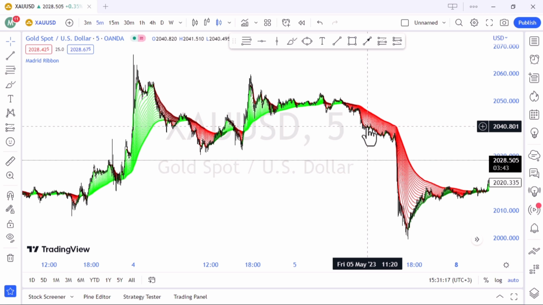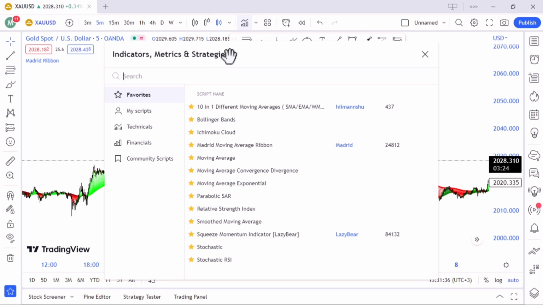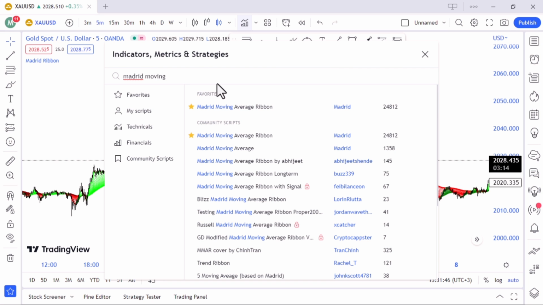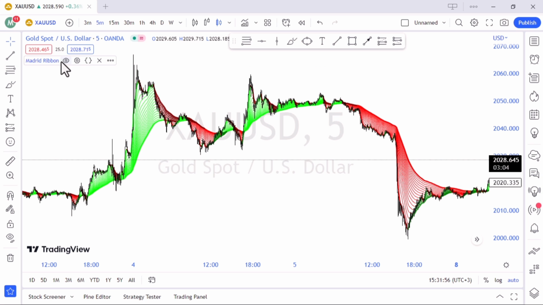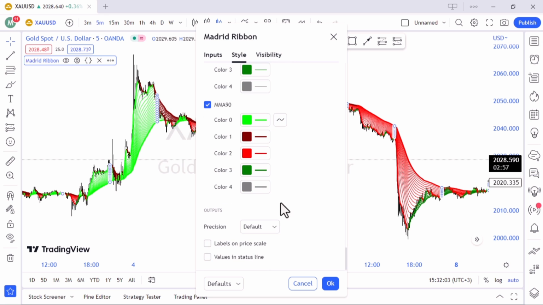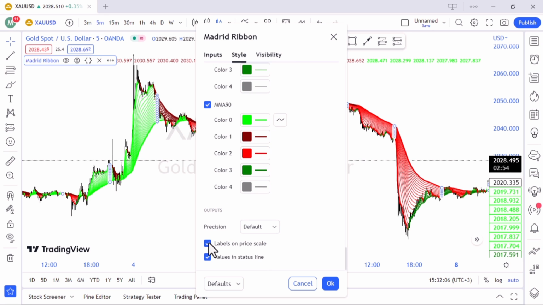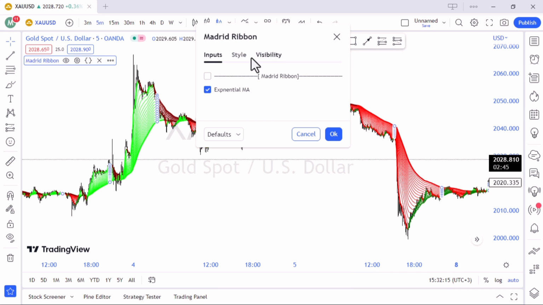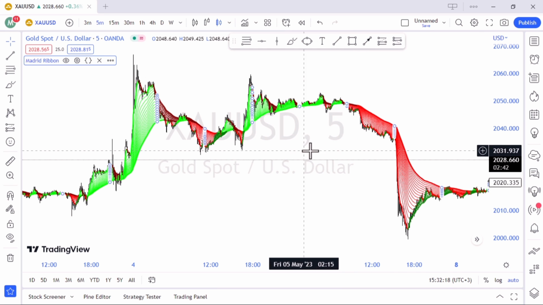So how can we find them? It's really easy. You just go to the indicators and simply type in Madrid moving average ribbon. This one by Madrid. There are tons of them out there, but this is the one that we want, and you can make it a favorite. Bring it on a chart. Don't leave it as the default. The only thing I did is I went to the settings and down here I disabled these two ticks about the prices, to leave the price chart as clean as it is, because we really don't need them. I'll leave everything else as default.